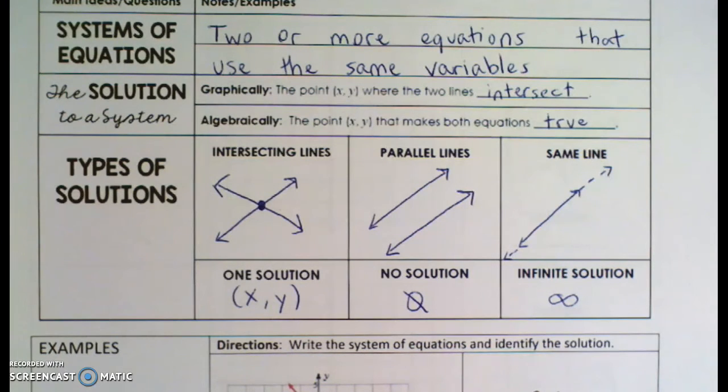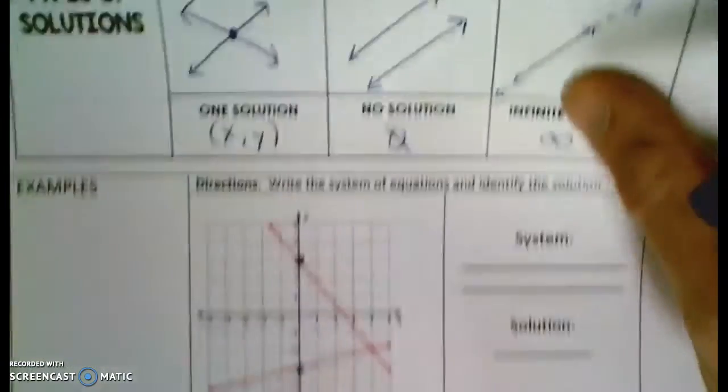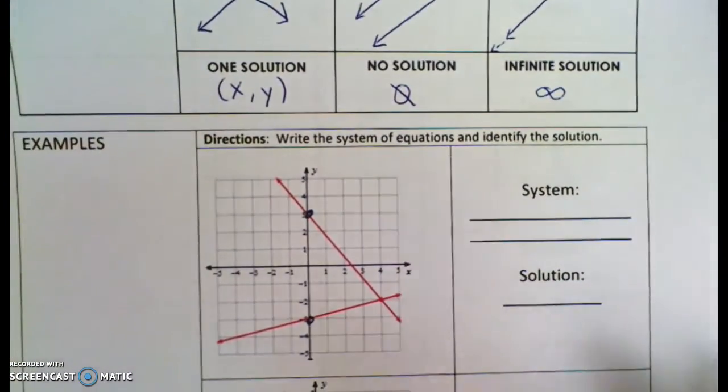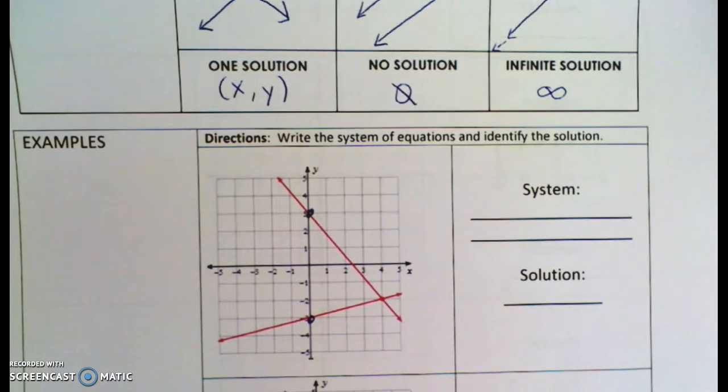So what we're going to work on is, given a system, you're going to tell me the solution and the equations, and then we're going to go the other way as well. If I give you two equations, you should be able to graph them and tell me the solution that makes each equation true. So let's take a look at the first problem. It says, write the system of equations and identify the solution.